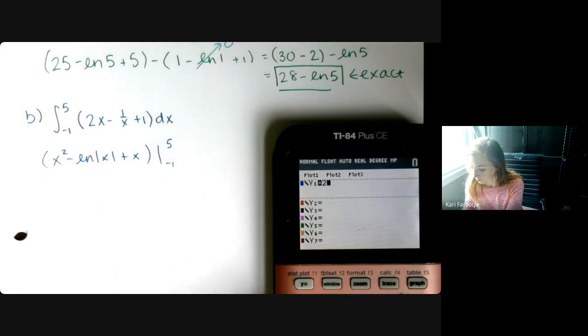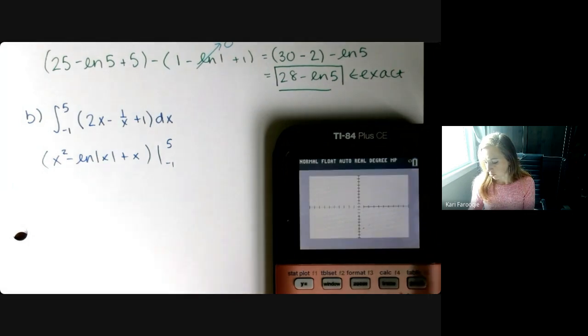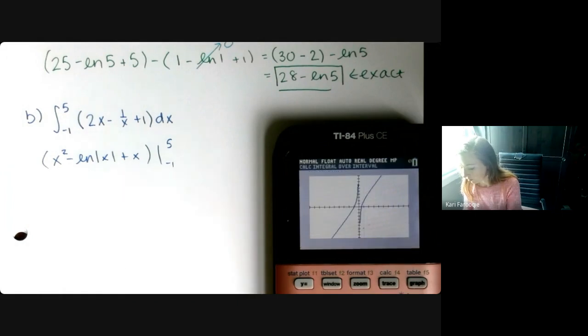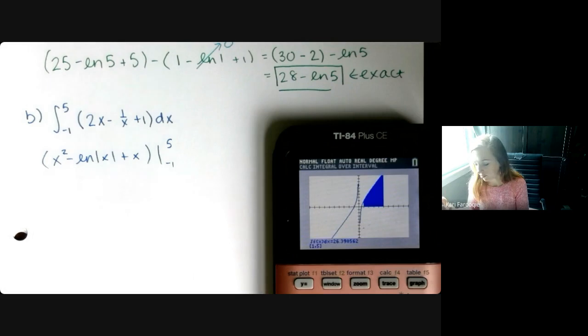2x minus 1 over x plus 1. All right, so I'm going to graph it. I should be in standard zoom already. Okay. Now, if we looked at this from 1 to 5, I'm going to go to calculate, number 7, lower limit 1, upper limit 5. Get this quantity. Now, it's 28 minus ln 5, so it's 26.39-ish. I mean, ln 5 is pretty small, so I would believe that's our decimal approximation.